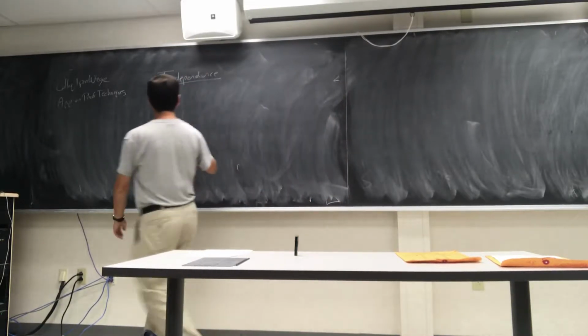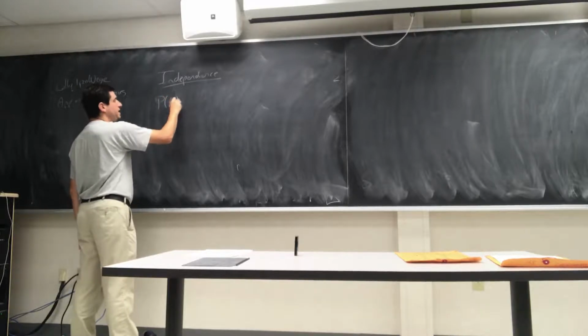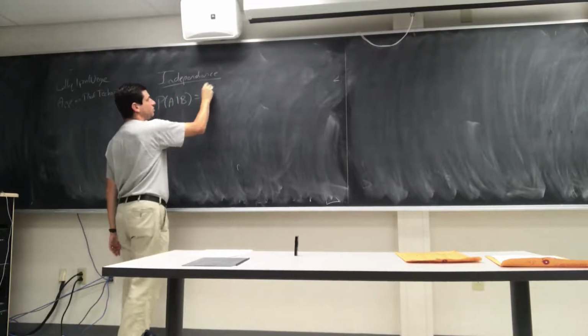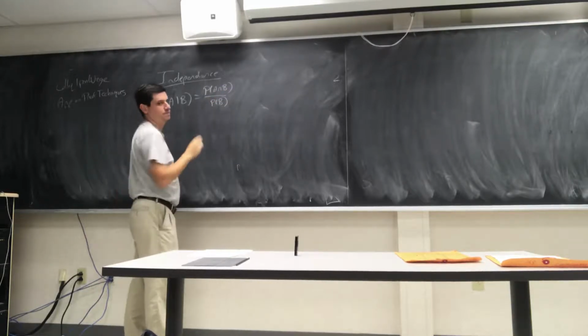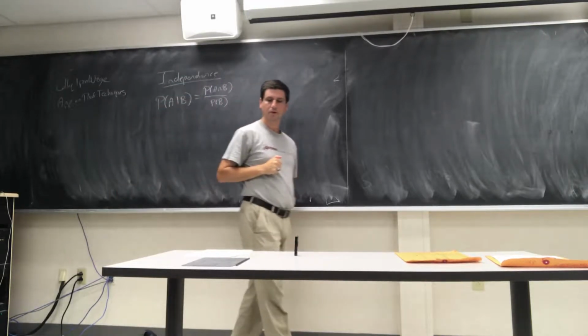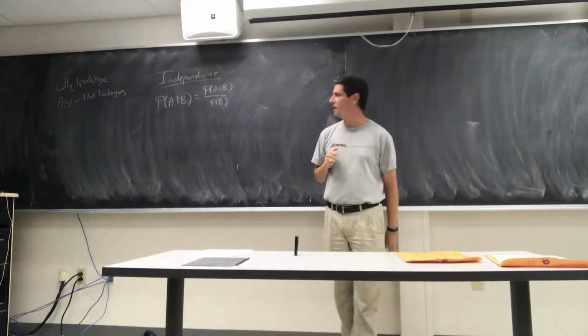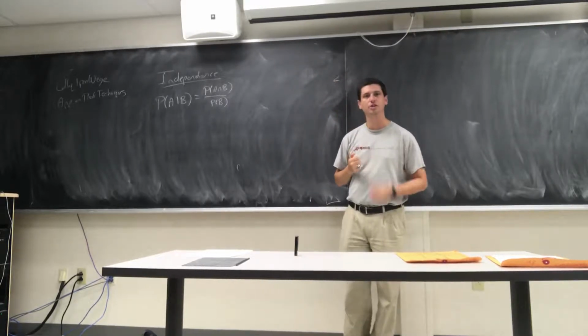So let's think about what we have. Right now we have things such as the probability of A given B, and this was the probability of A intersect B divided by the probability of B. What do you think should be true if A and B are independent? What do you think this should equal?